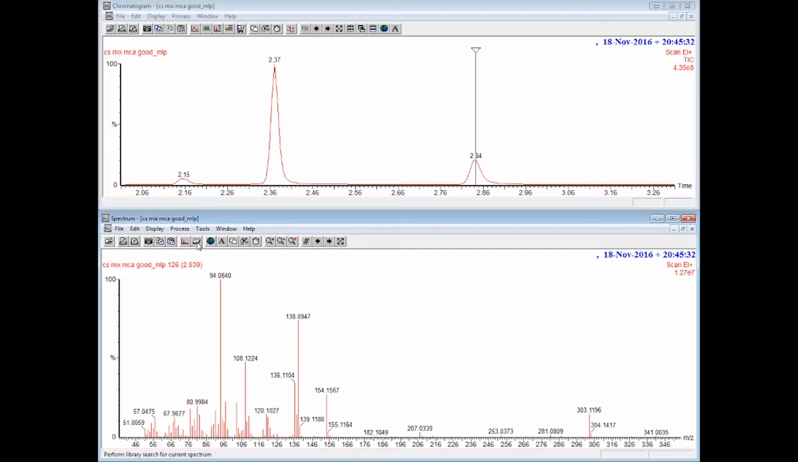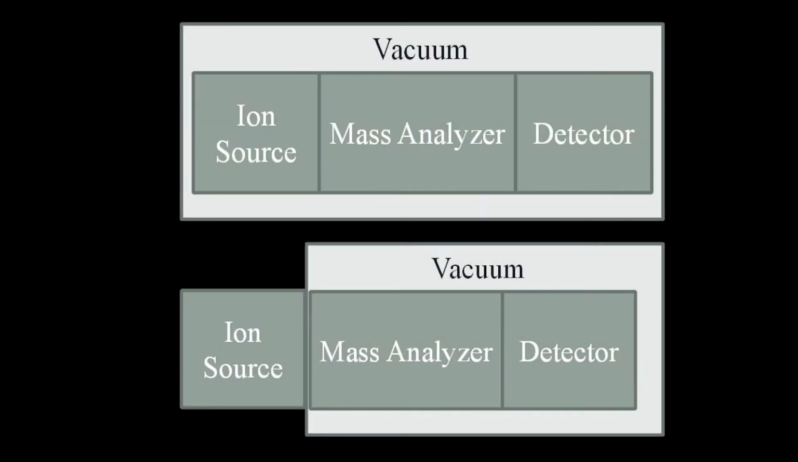And this is not mass like grams or kilograms. This is fundamental mass, like atomic mass units, or another way of calling it is Daltons. Now, it is mass to charge ratio, but for most small molecules, most of the time, the charge, the Z, is 1. So M over Z is M, is mass. So let's look at the basic block diagram for a mass spectrometer.